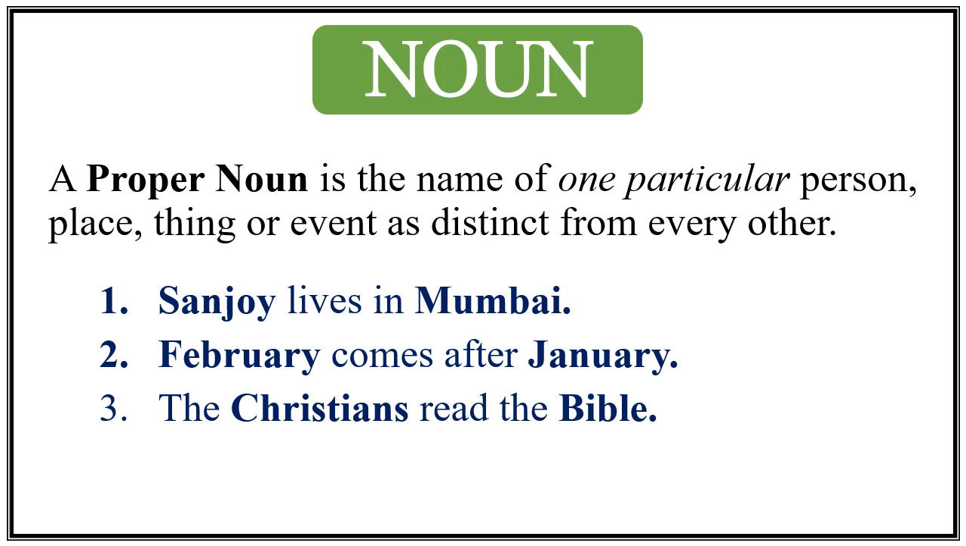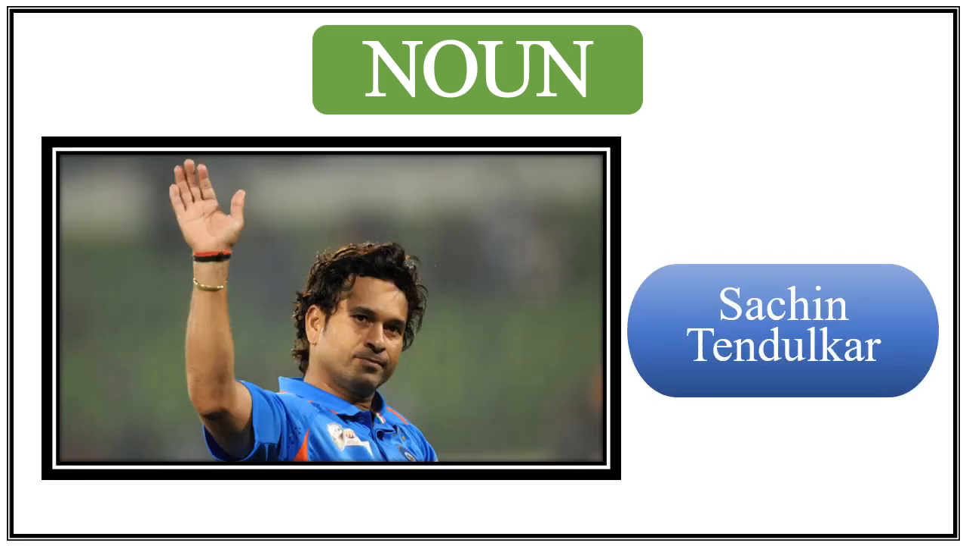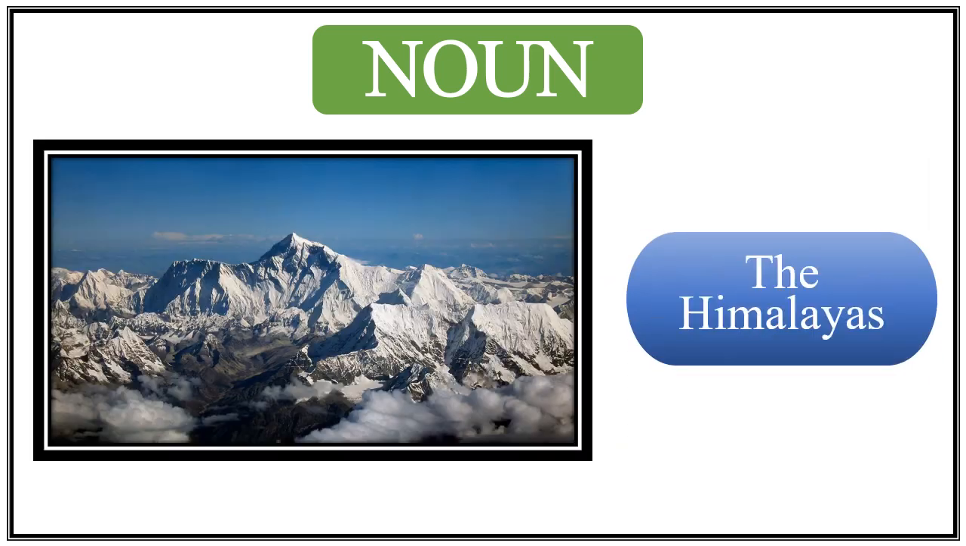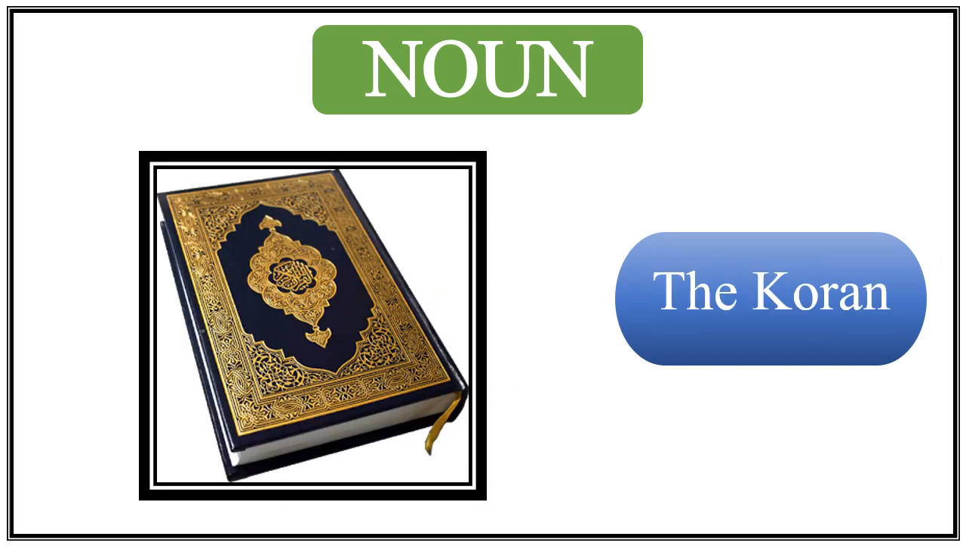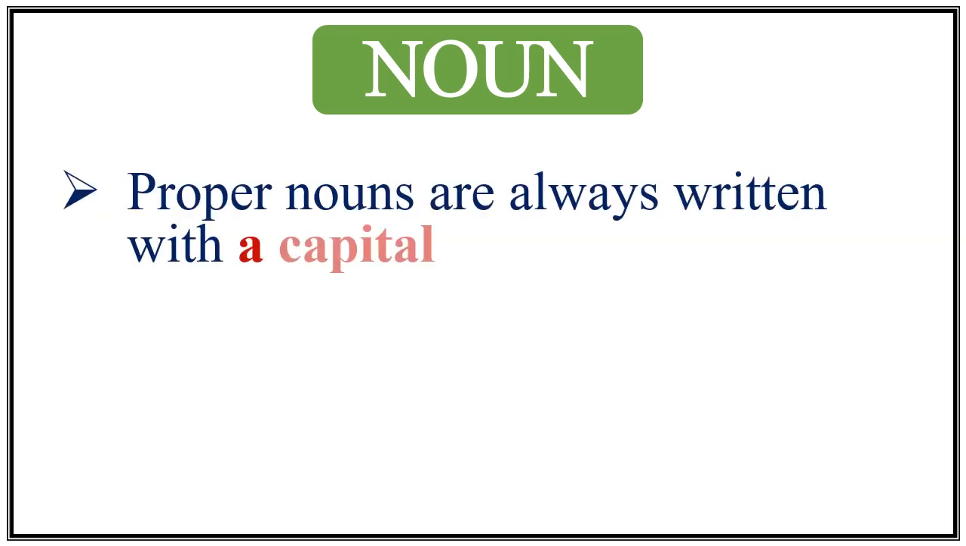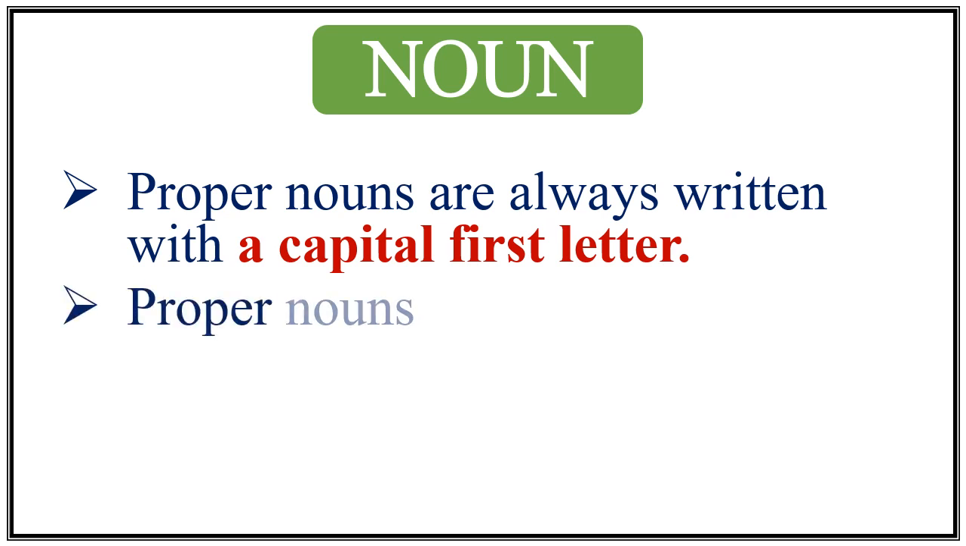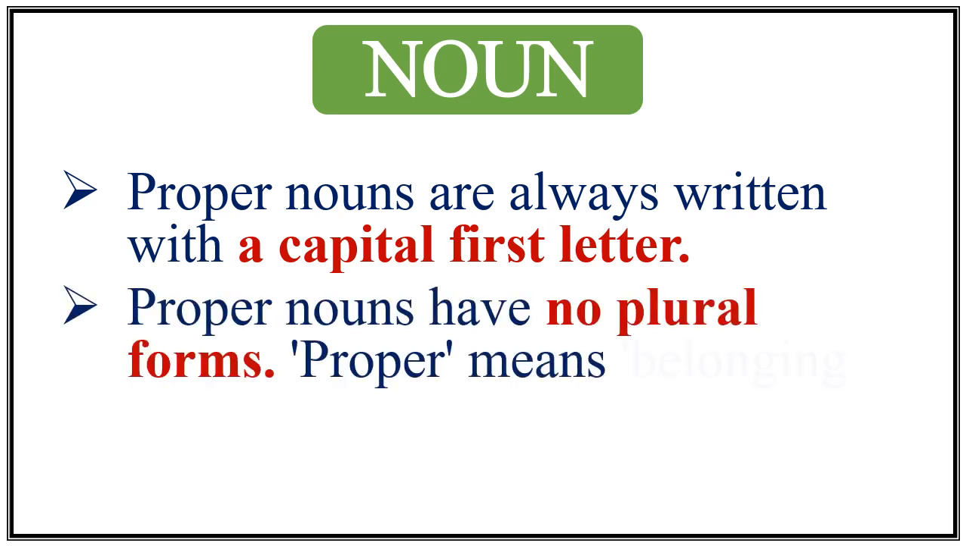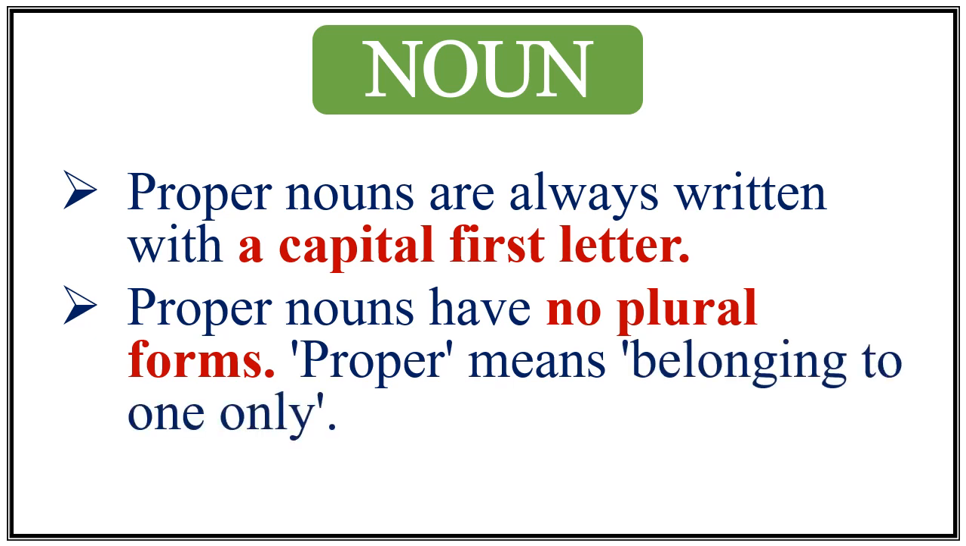Let me give you few more examples. Sachin Tendulkar, Kolkata, the Himalayas, the Quran, the Hindus. You should be noticing that all these words are written with a capital first letter, and that is actually a rule in English. Proper nouns are always written with a capital first letter. Remember one thing, proper nouns have no plural forms. Proper means belonging to one only.